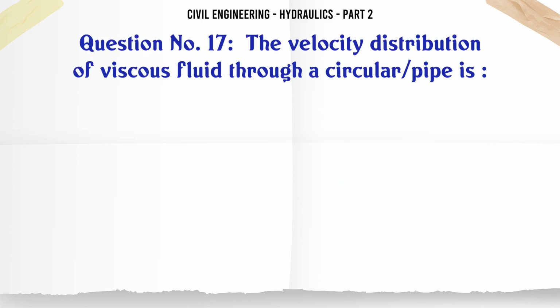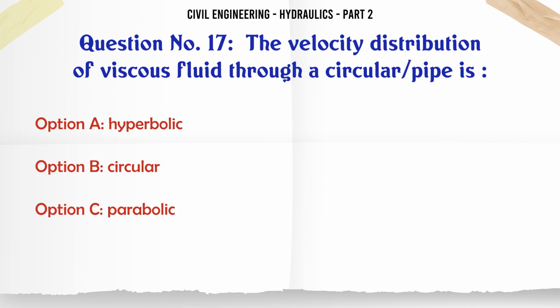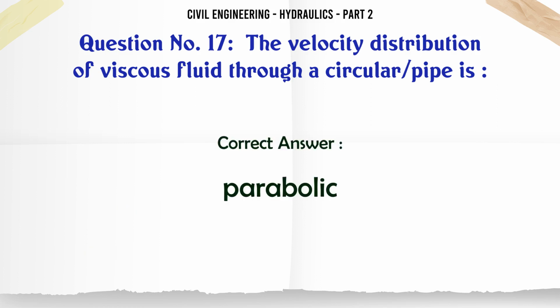The velocity distribution of viscous fluid through a circular pipe is A. Hyperbolic, B. Circular, C. Parabolic, D. Elliptical. The correct answer is parabolic.